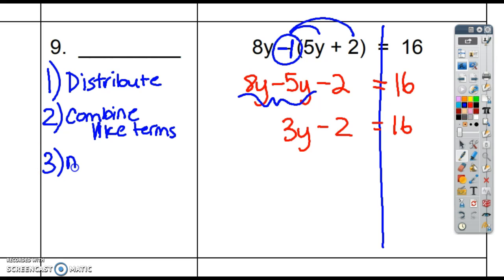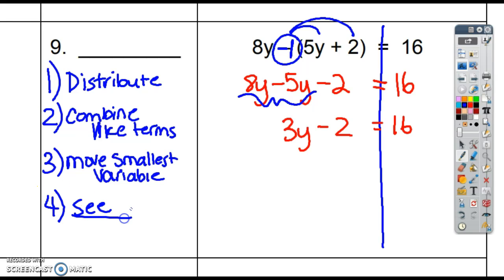Now, the next step is you're looking to see if you need to move the variable over to another side. Here, my variable is on one side, so do I need to move it? No. So the last thing you're going to do is solve for it. And whatever you see happening, you're going to do the opposite.